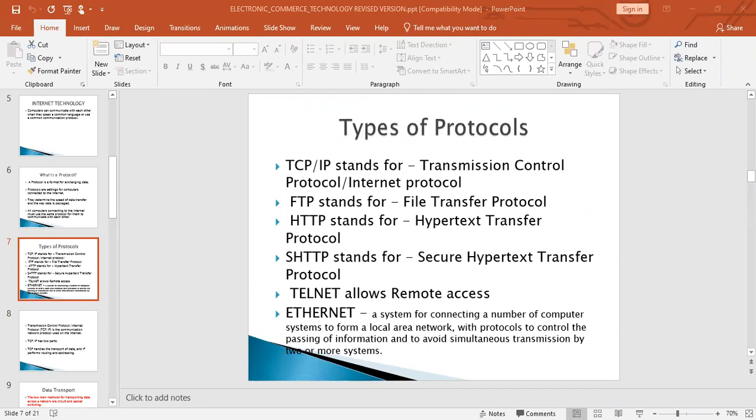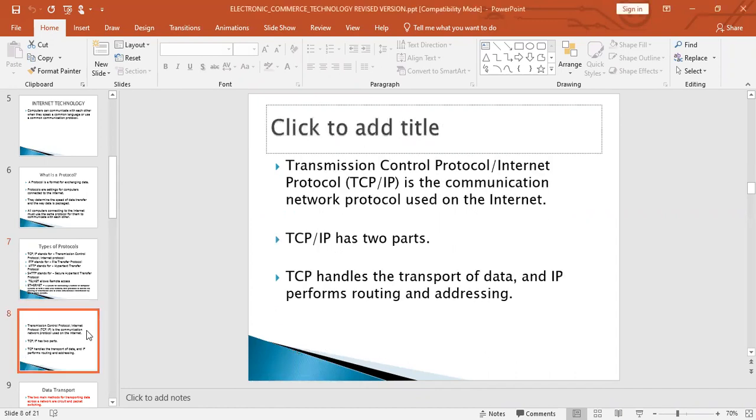So now let's move on to looking at the TCP/IP protocol. The TCP/IP has two main protocols combined as one, so it has two parts. The first part is the TCP part, and the second part is the IP part. The first part, the TCP, as I told you, stands for Transmission Control Protocol.